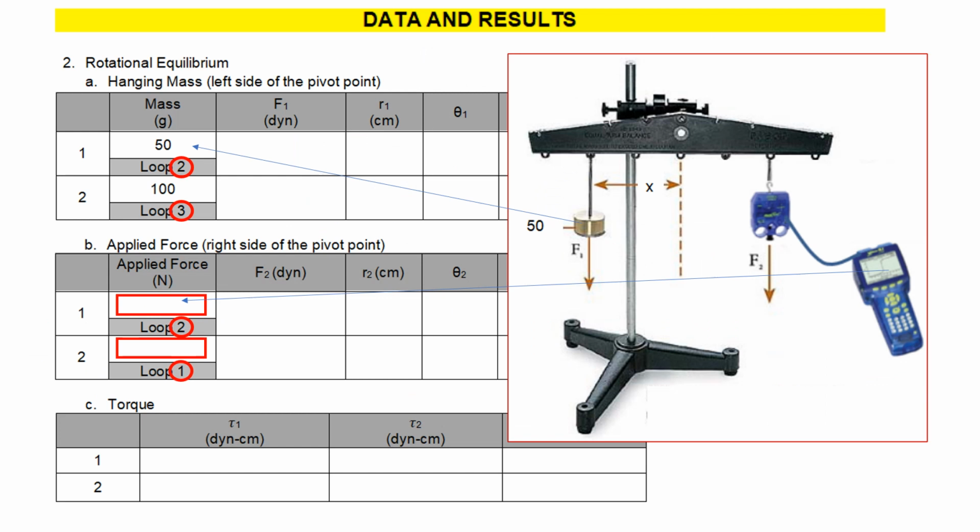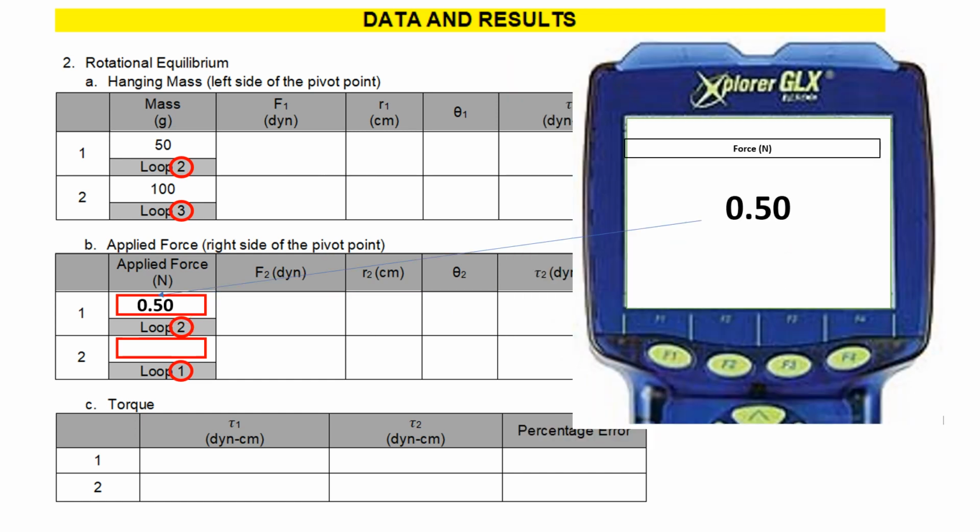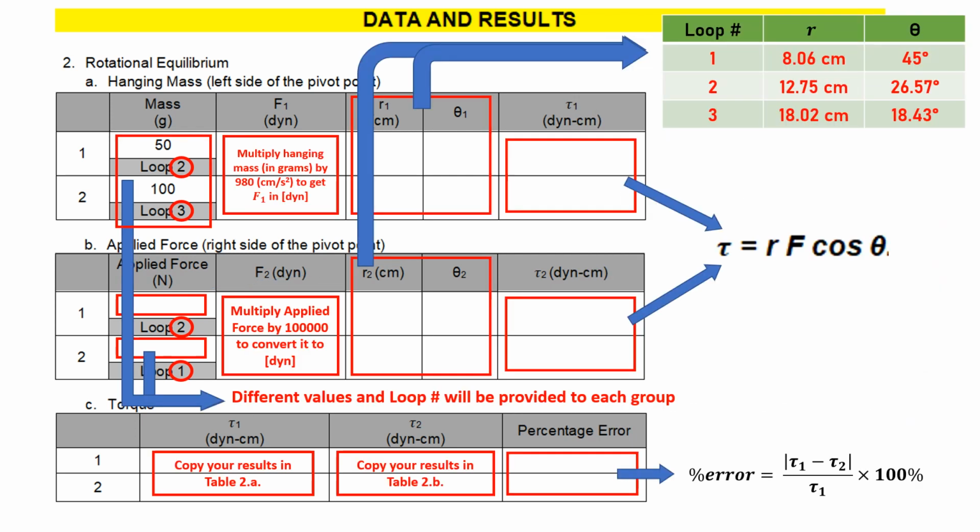Again, so we have to place the hanging mass 50 on this side. Again, this is placed on loop number 2. And then the reading here should be placed here at the applied force. And then again, this is also at loop number 2. Okay, example. Assuming that the reading on the force sensor on the right side of the equal arm balance is 0.50. Assuming that is the value. So let's now solve the value of the torque on the right side and the torque on the left side.